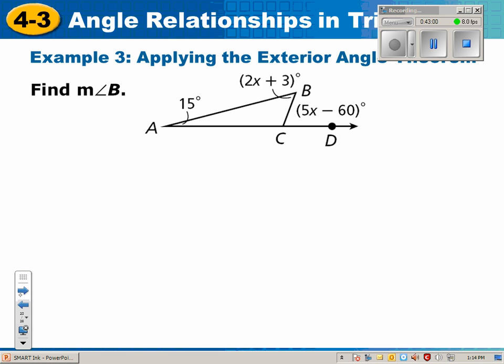Excuse me. Let's look at the next one. Now we're going to apply it to a picture. Next two pictures, both of them. They want me to find the measure of angle B. What equation could I write down to find the measure of angle B?